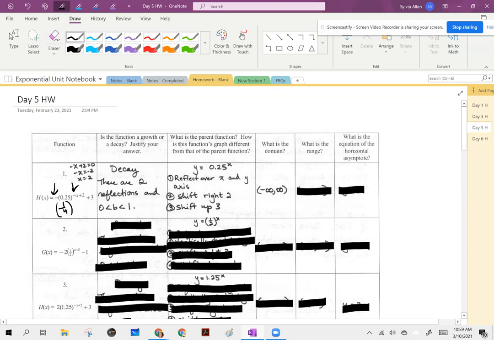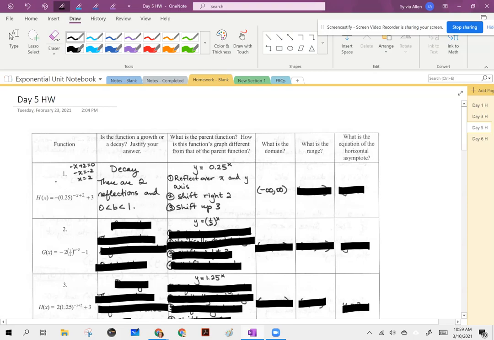Domain of all exponentials are all real numbers, and their range. So now we've got to figure out, we know that the range is going to have something to do with that horizontal asymptote, but is the graph above or below? And there's something specific that tells you whether or not the graph is going to be above or below. See if you can answer that question.